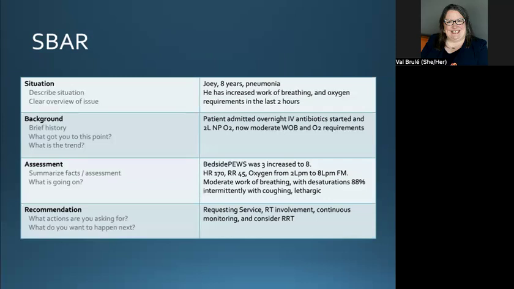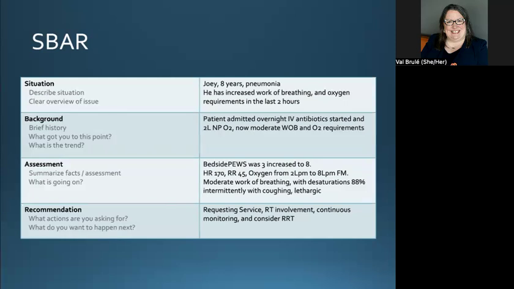This is a different patient than any of the scenarios, but a good way to think through the SBAR, or how you would communicate. SBAR stands for situation, where you describe the situation with a clear overview of the issue. Background, which includes a brief history, what got you to this point, and what is the trend. A is assessment, so summarize the facts and your assessment and give your opinion as to what's going on. And finally, recommendation. What actions are you asking for?